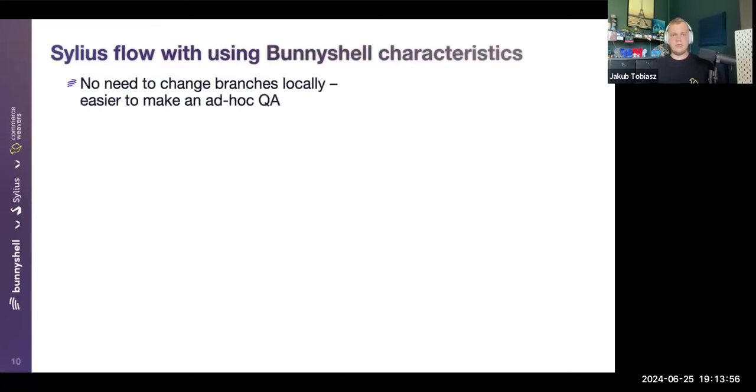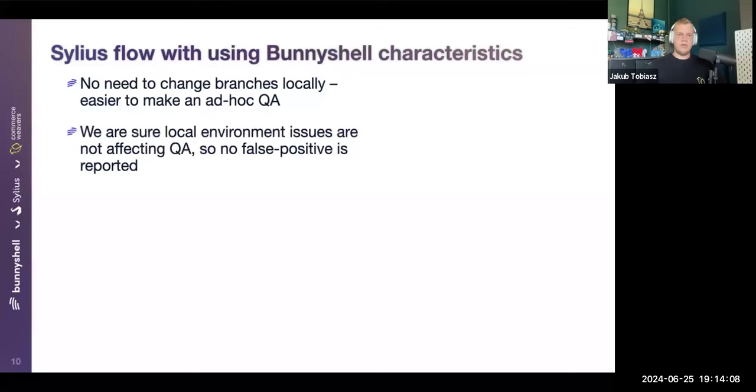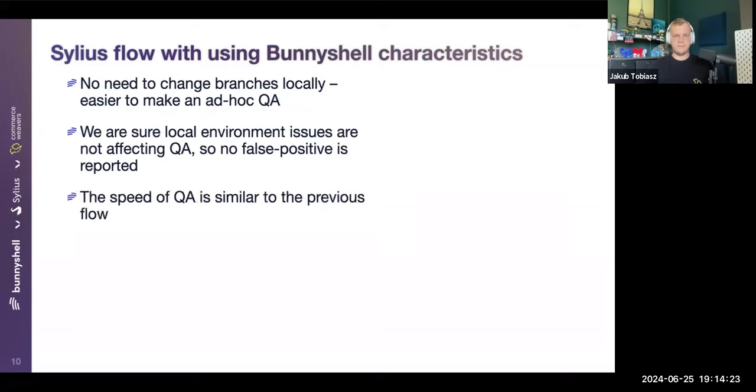So as I said, there's no need for changing the branch locally. I can have free 10, 15 minutes before a meeting. I can prepare a quick QA for my colleague. We are sure local environment issues are not affecting QA, so there's no false positive like it's not working on my machine because I forgot to configure something or I messed up something. The speed of QA is similar to the previous flow.